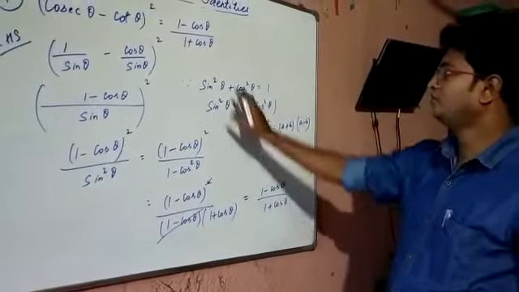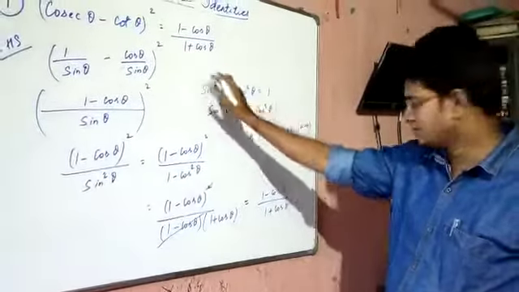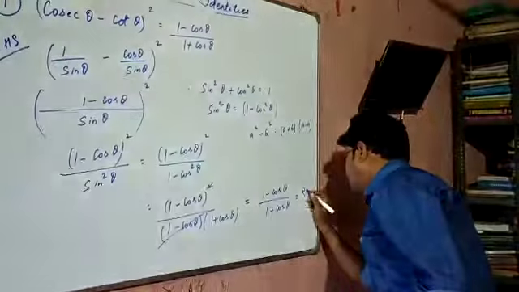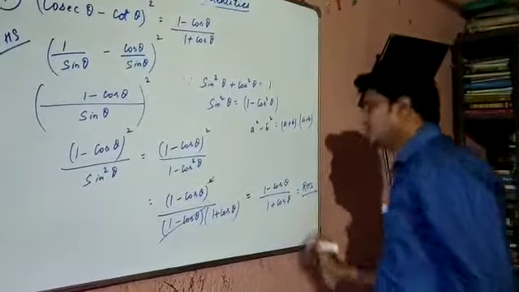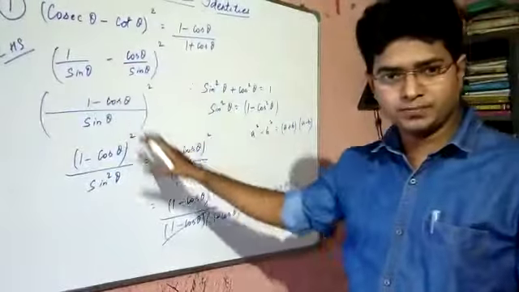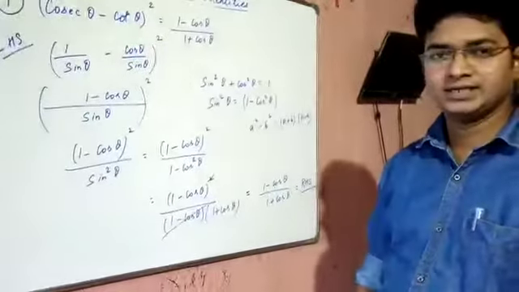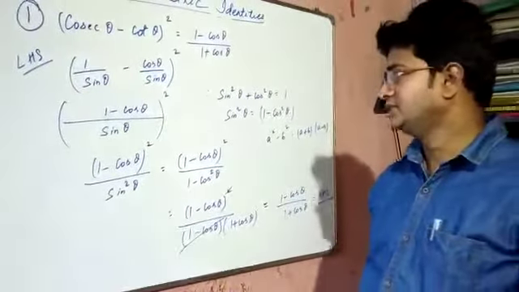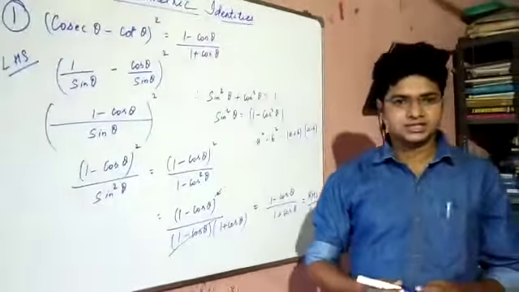What was asked to prove? Same term. So this is equal to the right hand side. Since we proceeded from the left hand side and obtained the right hand side, this means we have proved it. Similarly, we are going to discuss another question.